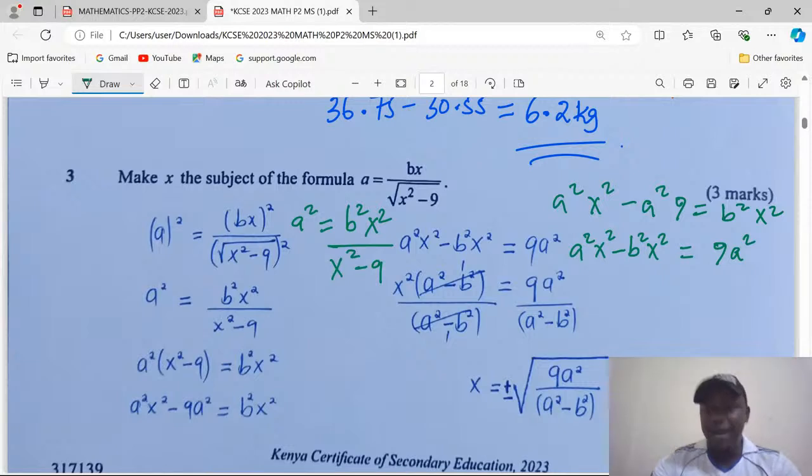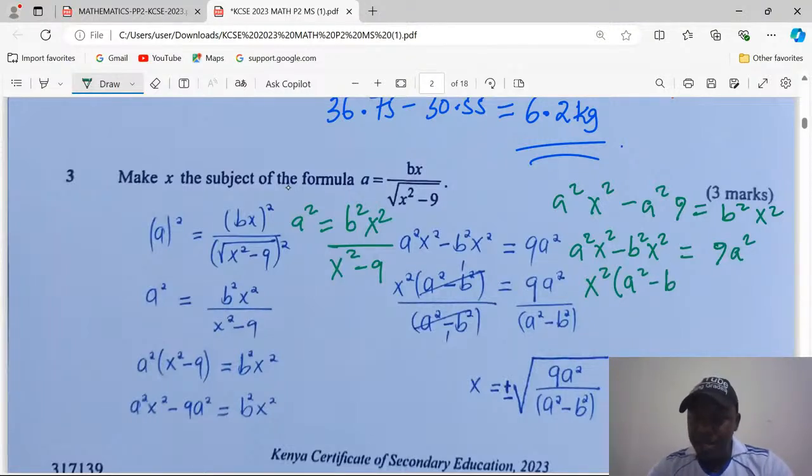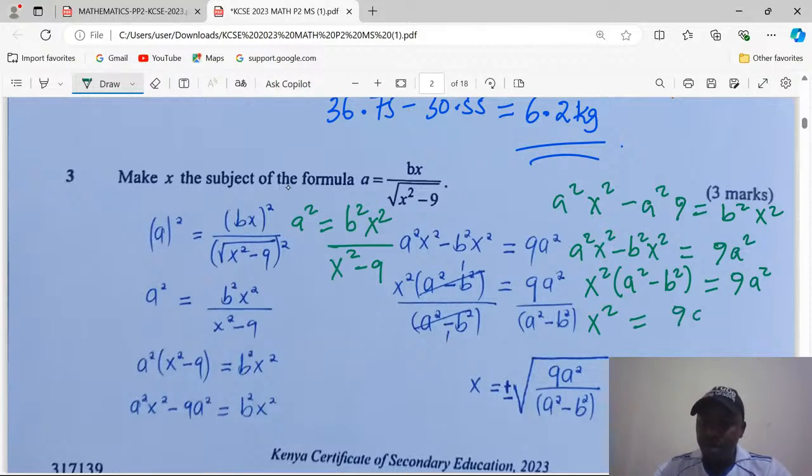So with this, we can factor out x squared. When we factor out x squared, we shall remain with a squared minus b squared, equals 9a squared. So that will remain with x squared. Then we have to divide it through by a squared minus b squared. So we shall have x squared equals 9a squared divided by a squared minus b squared.